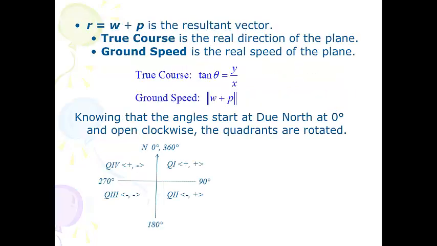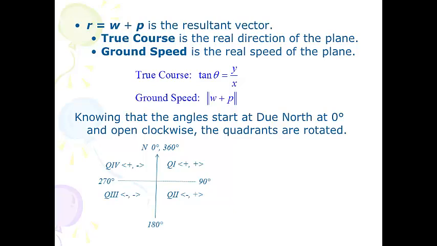So the basic equation is that the resultant is equal to the plane plus the wind. So the wind and the plane are going to be vectors, with an x and a y, and we're going to add the x's, we're going to add the y's, and we'll come up with the components, the horizontal and vertical component, the x and the y, of the resultant. Now the true course hasn't changed, it's the real direction of the plane. The ground speed hasn't changed, it's still the real speed of the plane. The only difference is we're going to use inverse tangent to find the true course, and then we're going to basically use Pythagorean theorem to find the ground speed.